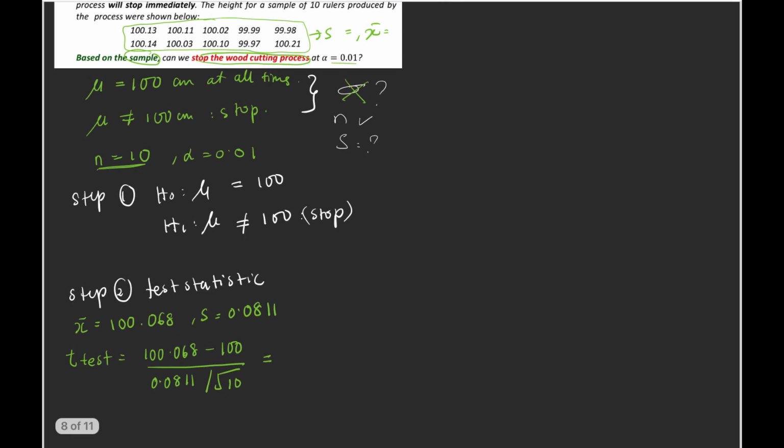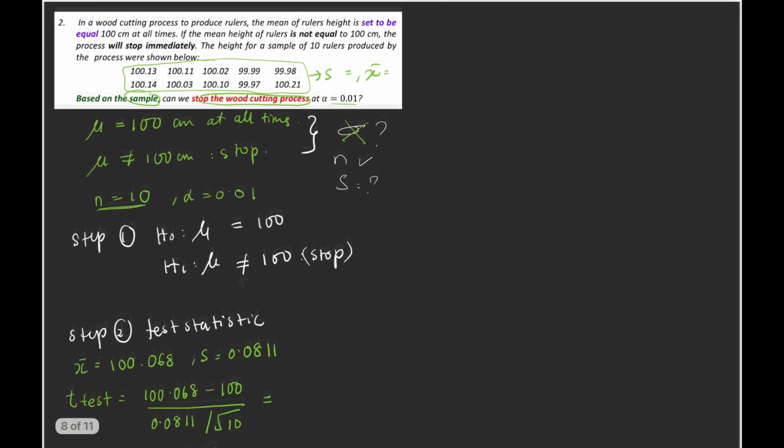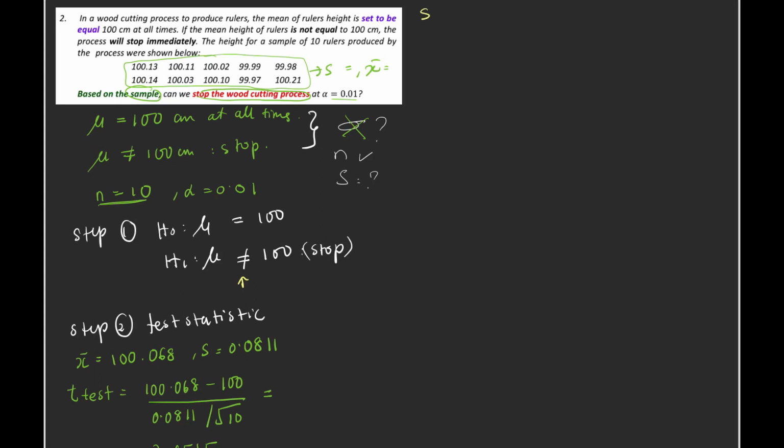Okay. Substitute into the formula, you will get the T test equals 2.6515. Okay, this is your test statistic. Next, step number 3, the critical region. So one tail or two tail? This one is two tail because of the equal sign and unequal sign. So two tail, your alpha needs to be divided by 2. Alpha here is 0.01. So alpha divided by 2, you will get 0.005.